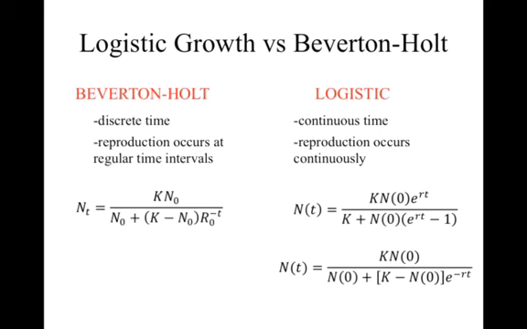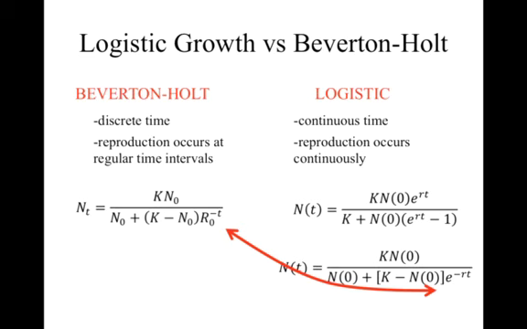And so if I rearrange that equation just a little bit, and again, I will give you both on the exam, what you'll notice is that I can compare my logistic growth to my Beverton-Holt. On the left-hand side of both, we have the number of individuals at time t. And then in the denominator, we have the initial number of individuals. In the numerator, we have the carrying capacity times the initial number of individuals. In the denominator, we have the carrying capacity minus the number of initial individuals. And this is pretty much the only place where these two equations differ.